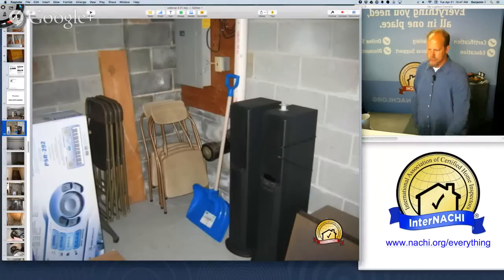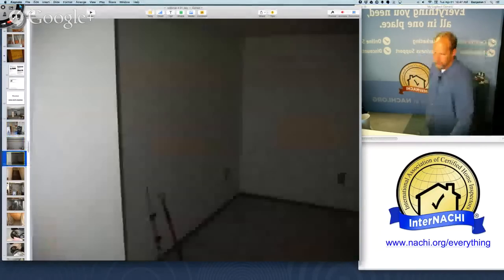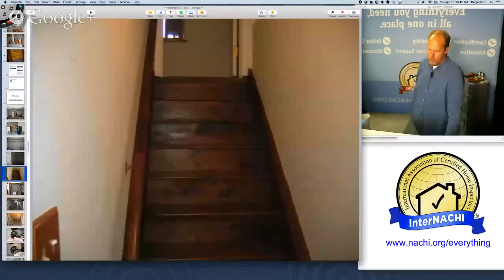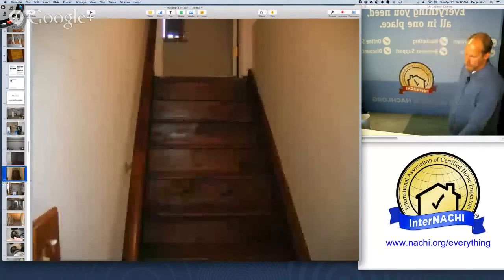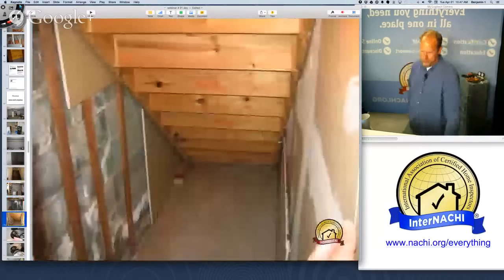Back to the structure system. So there's the slides. Taking very large macro pictures. The stairs have no problems. And I like to take a picture of under the stairs, to see if there are any structural problems.